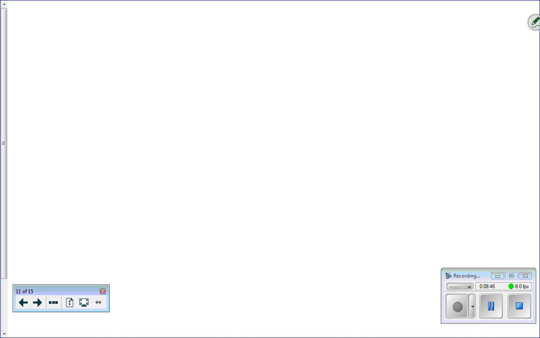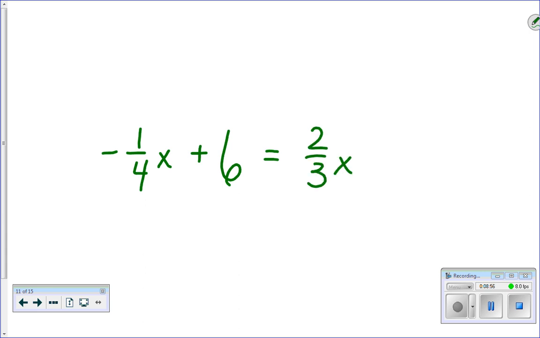Okay, let's try this one. Negative 1/4 x plus 6 equals 2/3 x plus 28. First thing I would do is change the denominators to be the same. So you have a 4 and a 3.